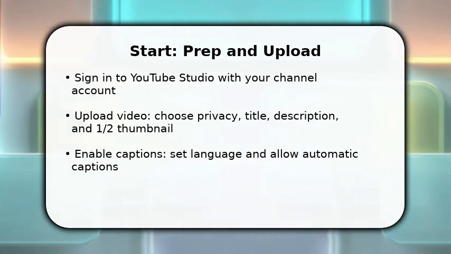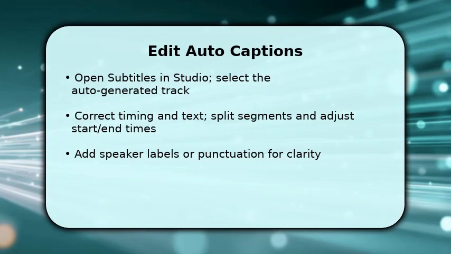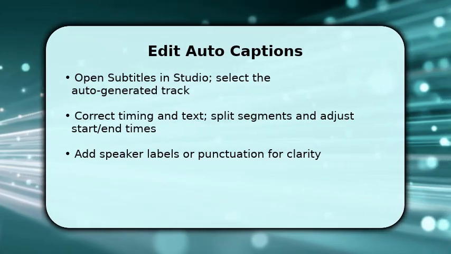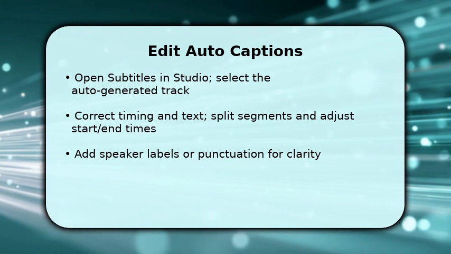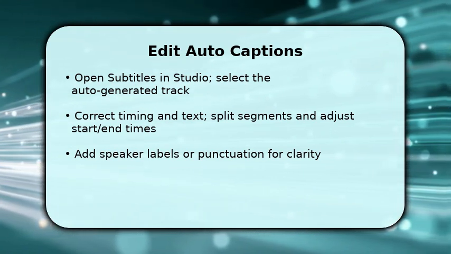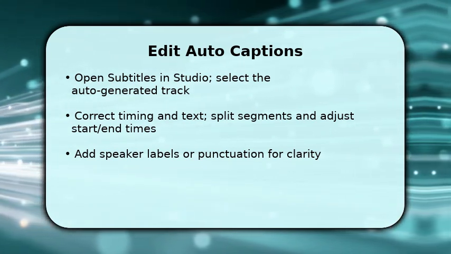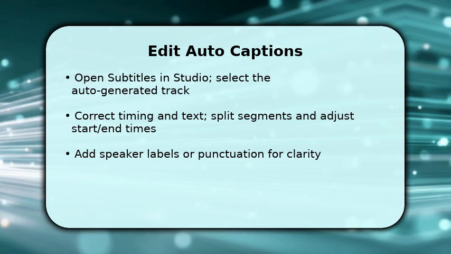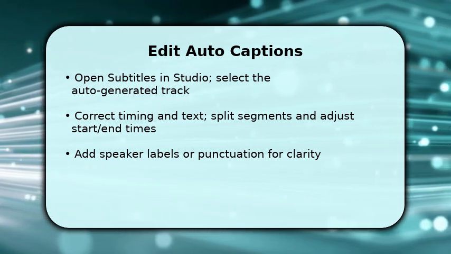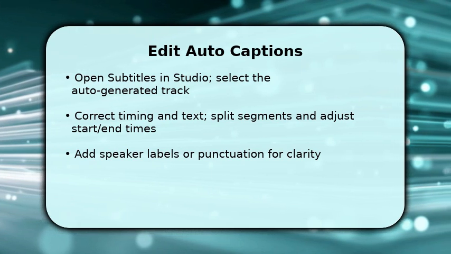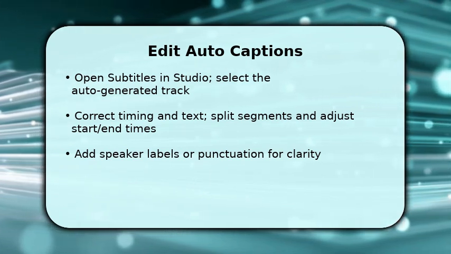Open the Subtitles panel and select the auto-generated track to begin detailed editing. You will correct misheard words, fix punctuation, and split long segments so each caption matches natural speech rhythm. This improves readability. Make sure to adjust start and end times by dragging or entering timestamps so captions don't overlap visuals.